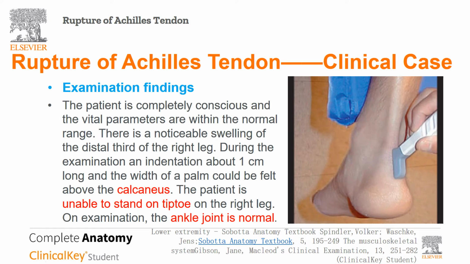Examination findings: the patient is completely conscious and the vital parameters are within the normal range. There is a noticeable swelling of the distal third of the right leg during the examination, and an indentation about 1 centimeter long and the width of a palm could be felt above the calcaneus. The patient is unable to stand on tiptoe on the right leg. On examination, the ankle joint is normal.